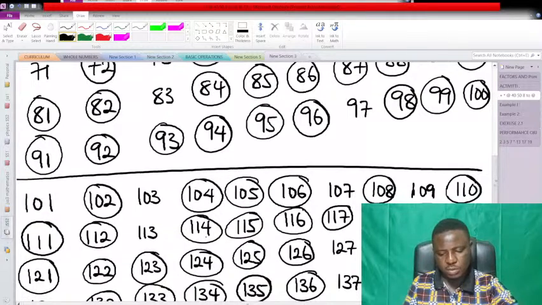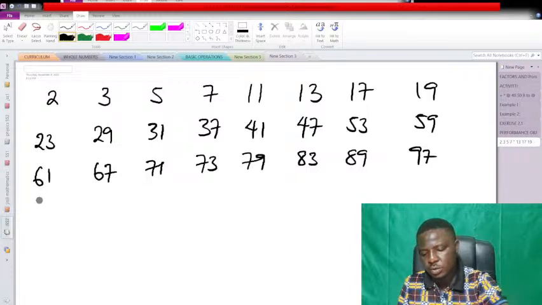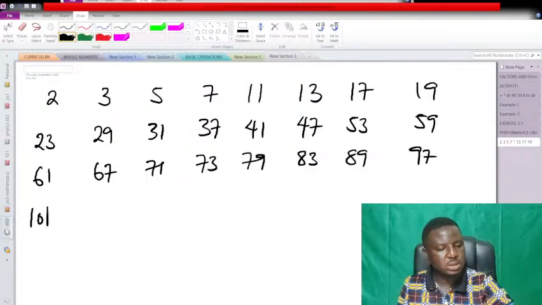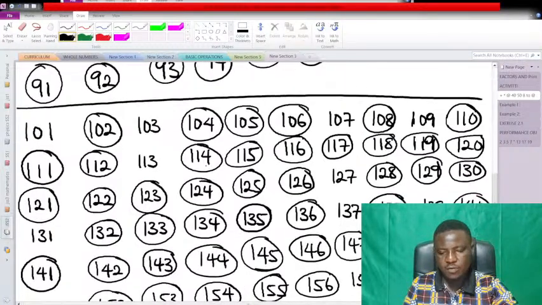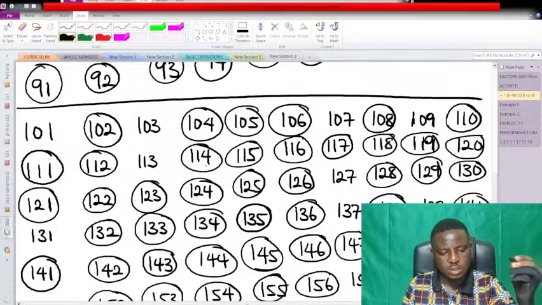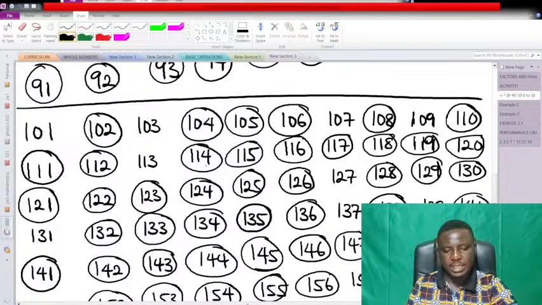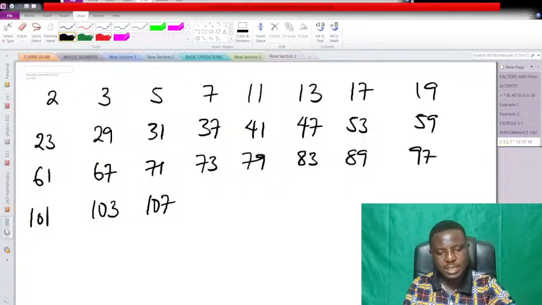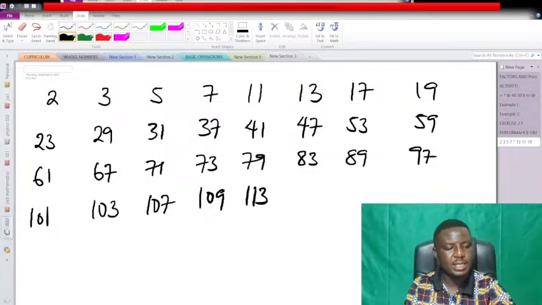97 and 101. We equally have 103, 107. 109 and 113.